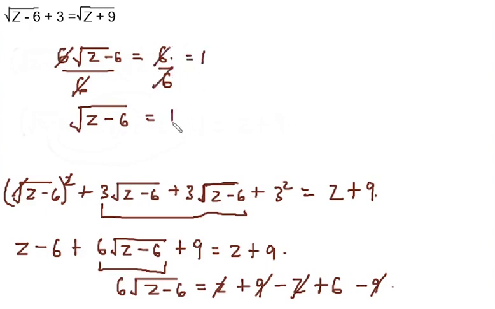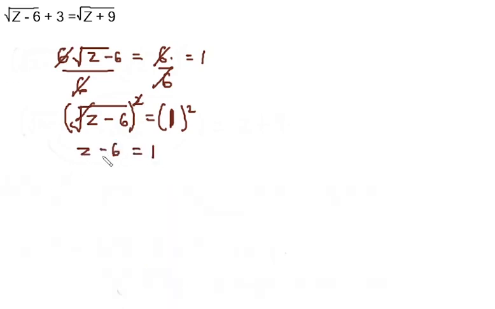Now to continue this analysis, I have to take the square of both sides to eliminate this radical. So square this side, square this side. The square can cancel out the square root, so we will be left with z minus 6 is equal to 1. Making z the subject of the formula in this equation, I have z is equal to 1 plus 6, with minus 6 going over to this side. So z is equal to 7.